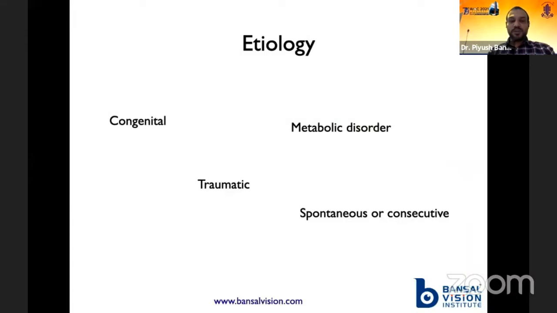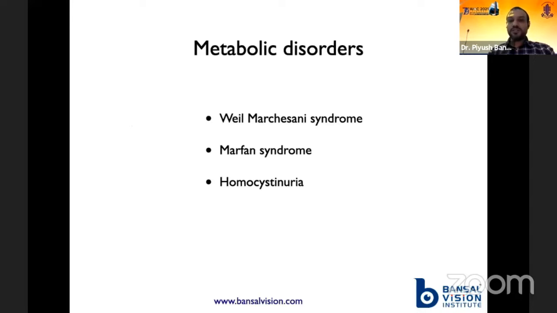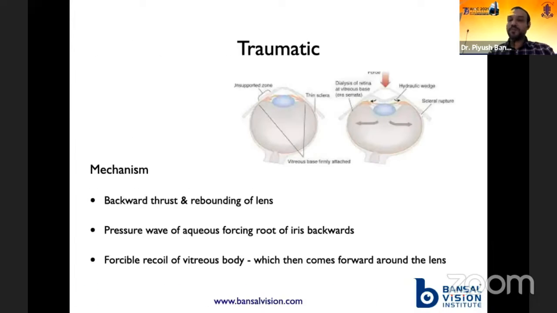Now, the etiology over here is manifold. I'm going through these other aspects just briefly. It could be a congenital subluxation. It could be associated with metabolic disorders. It could be traumatic, or it could be spontaneous or consecutive. Now, the metabolic disorders, like we all know, the most commonly seen one is Marfan syndrome. Along with that, there are other conditions which might have associations, like Weill-Marchesani syndrome, homocystinuria. I won't be briefing about them though.